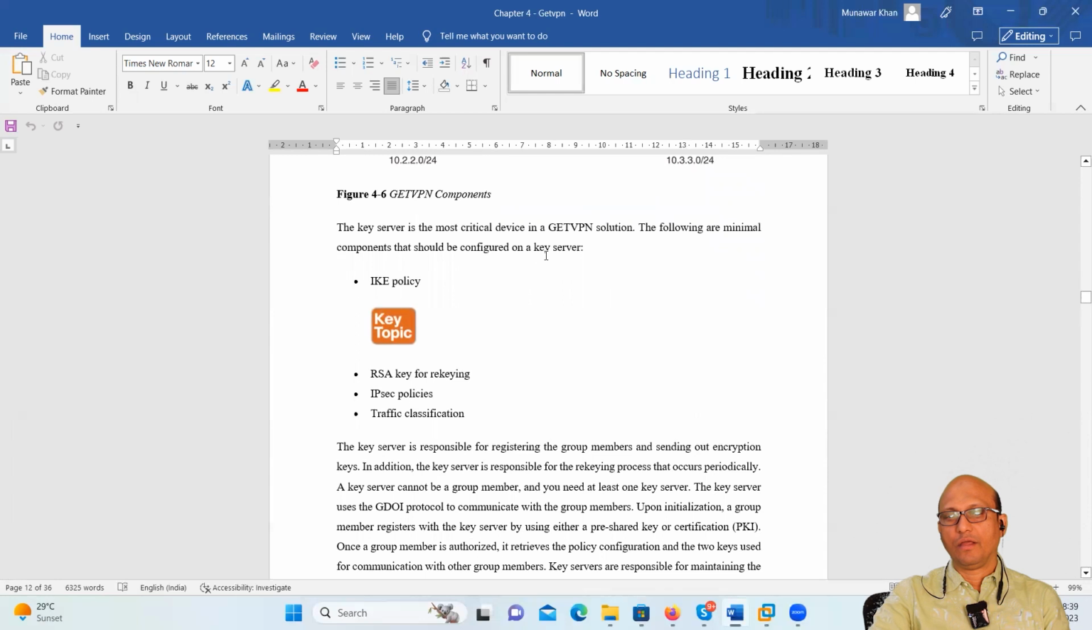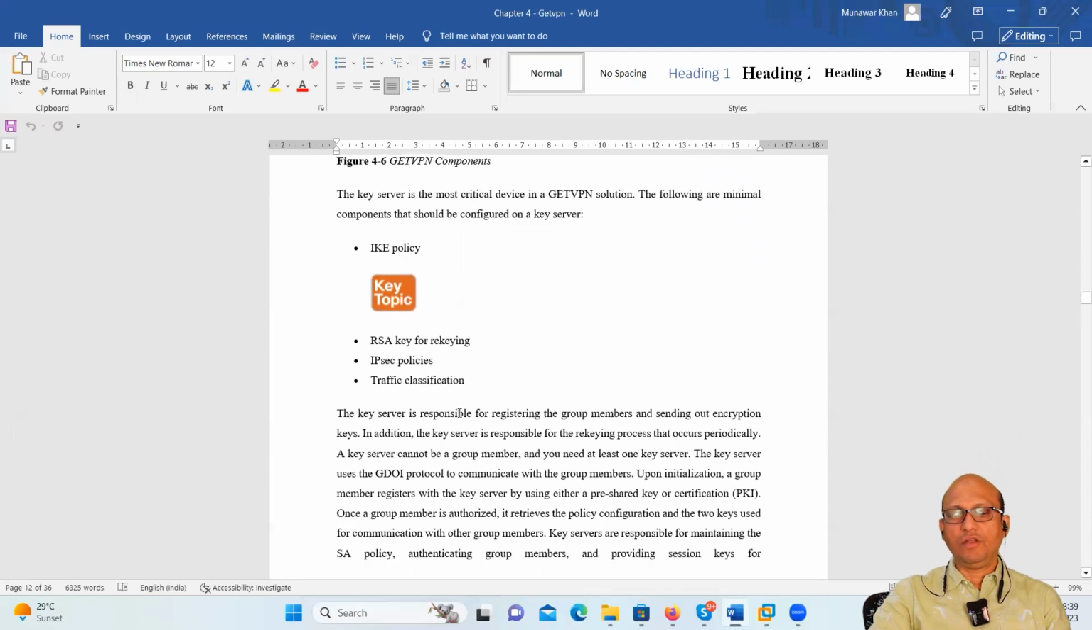The key server is responsible for registering the group members. Suppose there is one key server and 10 group members, or you can say 10 branches or head office, whatever, head office and branch office. It's a mixture of both in this group member. They will come and register to this KS. And after authentication and registration, the key server is going to offer them two keys. One is TEK and one is KEK.